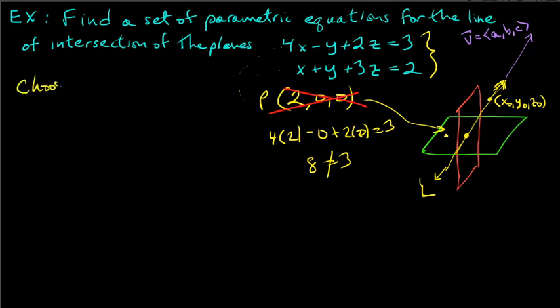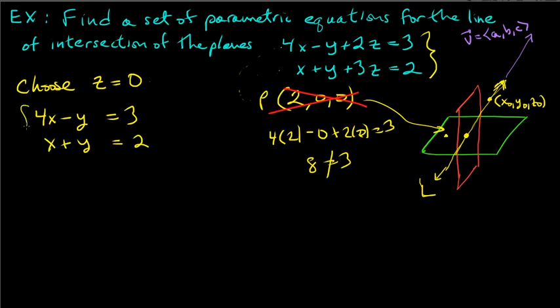I'm going to choose, and we could say x is 0 or y is 0, I'm going to pick z to be 0. There's nothing magical about 0. I could have picked z equals 1 or z equals 217. But let's just keep it simple. Let's choose z equals 0. So if we choose z equals 0, what does the first equation become? It becomes 4x minus y plus 0 equals 3. And then the second equation becomes x plus y equals 2.